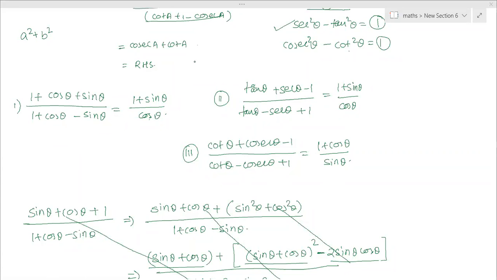Clear? Mom, in the third sum, minus 1 is equal to cot square theta minus cosec square. Minus 1, keep minus outside. Okay, mom. And inside bracket, cosec square minus cot square. Yes, mom.